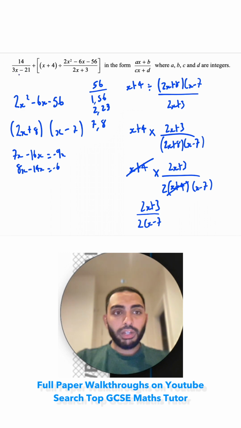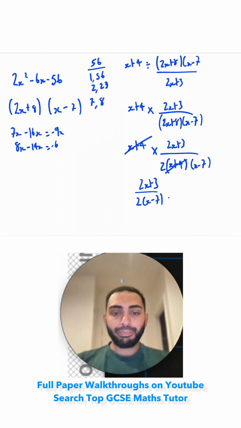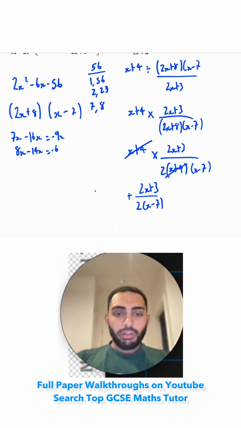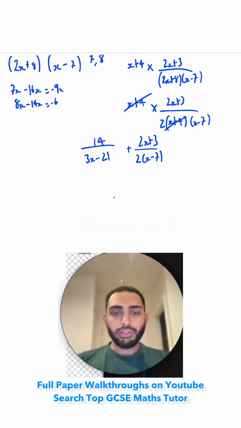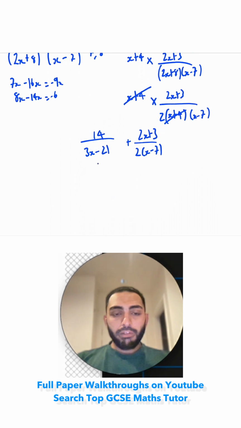We just need to concentrate on this 14 over 3x minus 21. So we're adding 14 over 3x minus 21. So could I factorize this 3x minus 21? I could pull out 3 from both of them. So 14 over 3 brackets x minus 7. And that's adding 2x plus 3 over 2 brackets x minus 7.